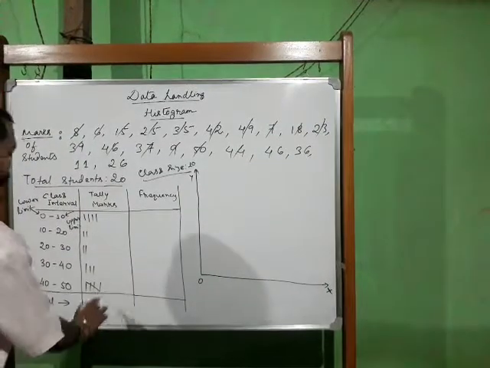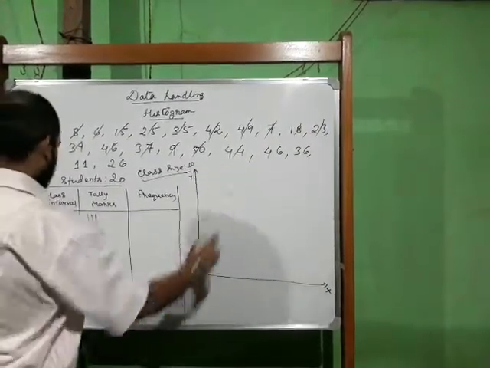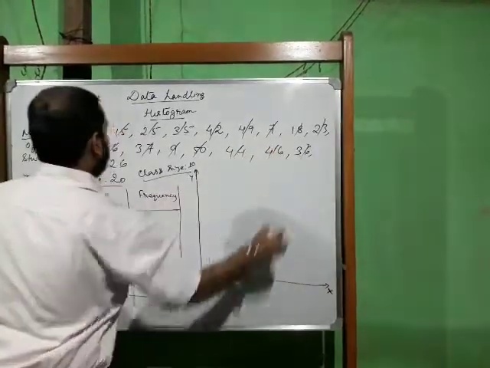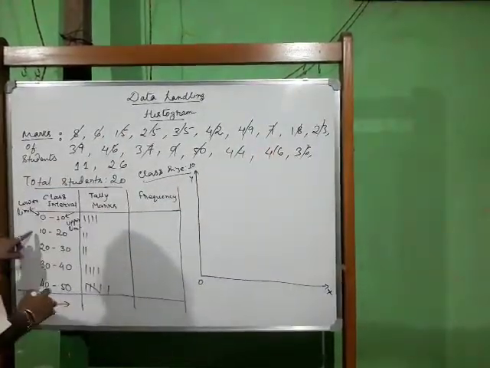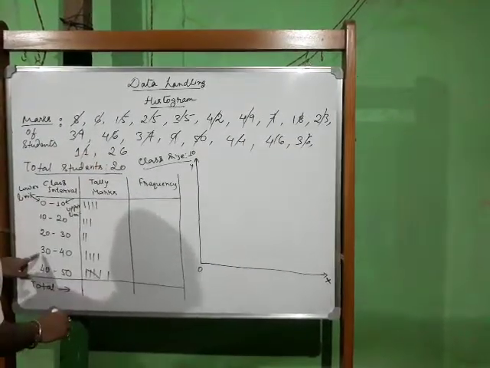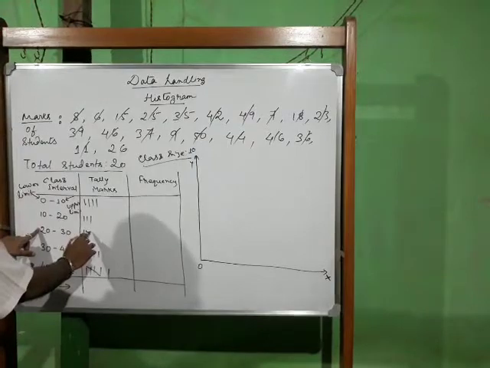Now 46, again here 1. 36 will be here. 11 will be here. And then 26, finally, will be here.